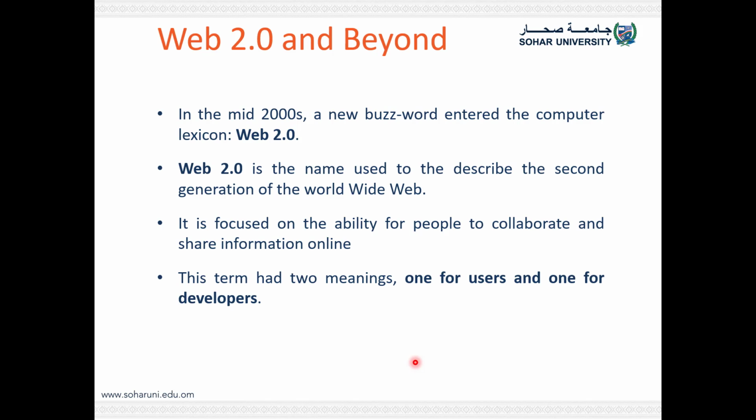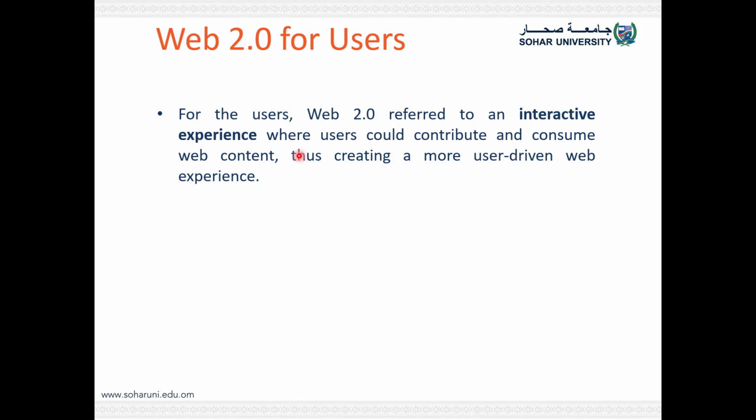Now this term Web 2 has two meanings, one for the users and one for the developer. Let us see what it means to the users and the developer. For the users, Web 2 became an interactive experience. As we said, I can interact with the website, I can like some post, interact with some message, reply to it, for example, comment on it. So the website became interactive. This is the meaning of Web 2 for the user.